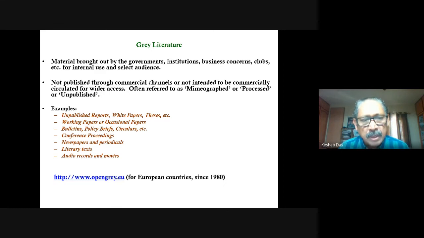There is a lot of information available in the audio visual medium. These are all broadly known as gray literature. You have to use some caution in referring to them, but whether they are called mimeographed, processed, or unpublished, it's very important that we have a look at this. Even in certain kinds of special meetings, certain documents are shared only with the members. At times they contain very useful information.